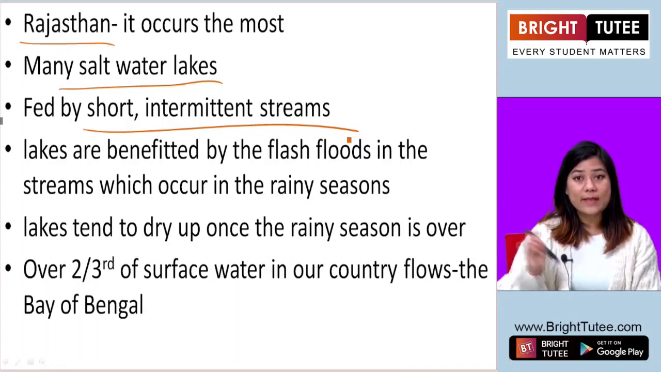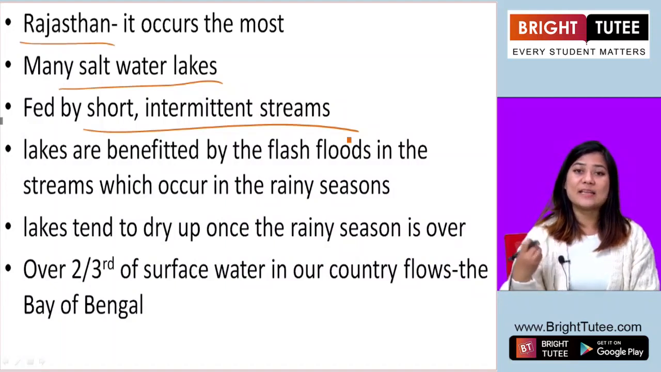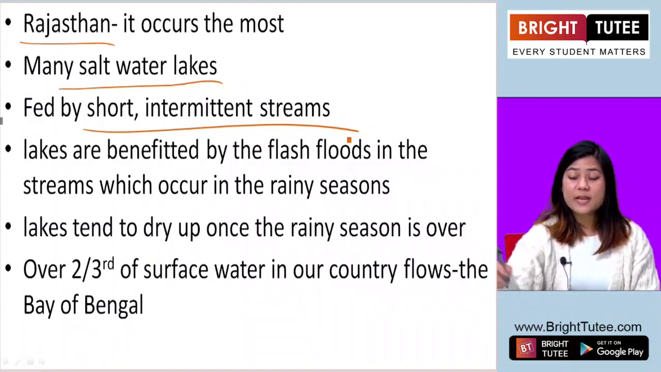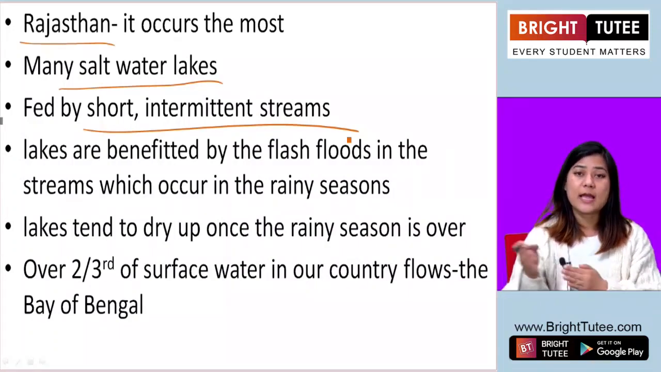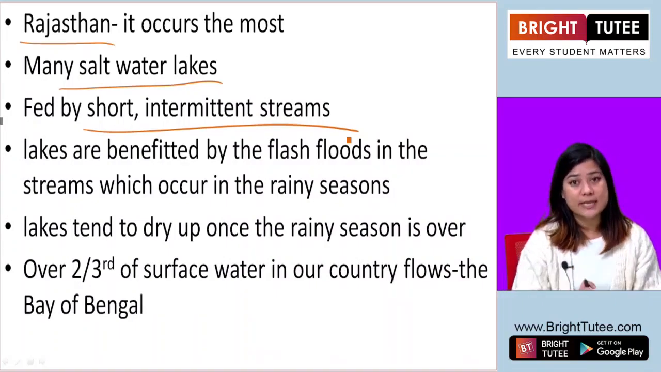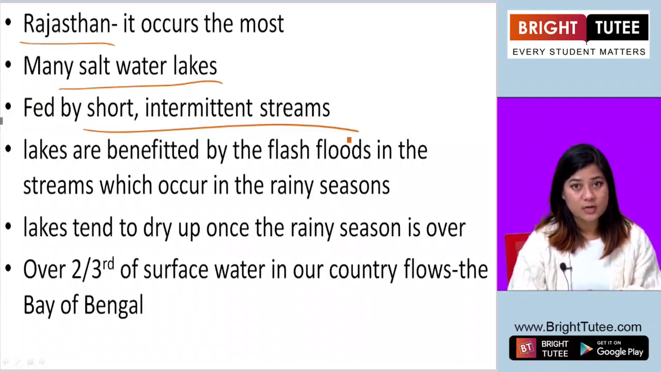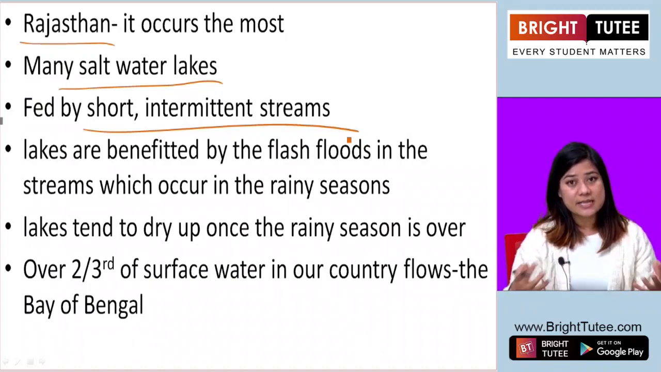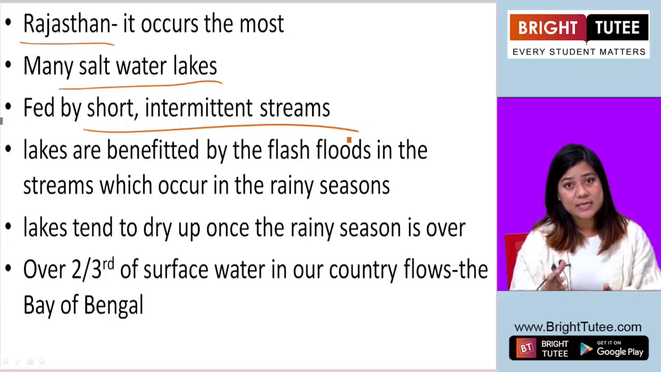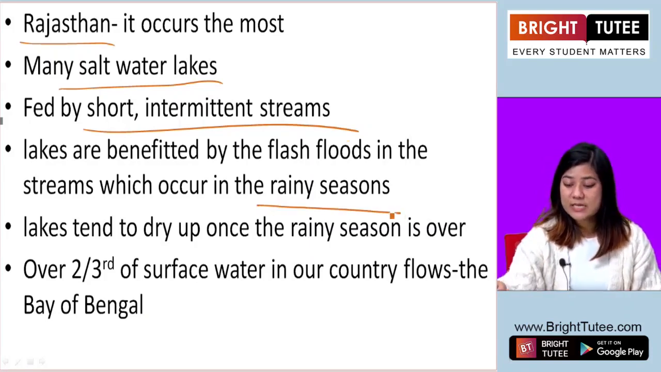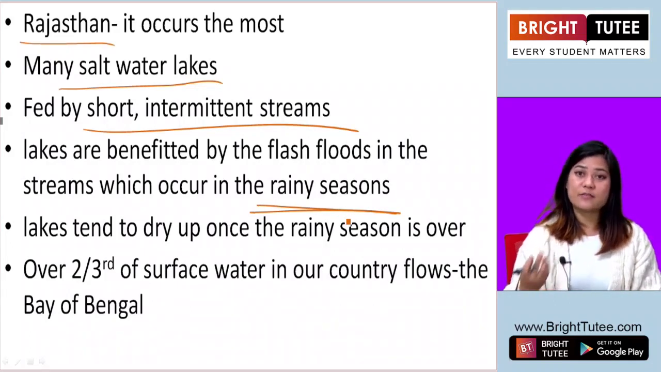So when the region experiences monsoon or rainfall, the rain water is collected and the rivers and streams flow into the lakes, right? And then they drain their water into the lake. Now these lakes in Rajasthan are salty water lakes. So these lakes basically benefit from the rainy season, from the rivers which arise in the rainy season.